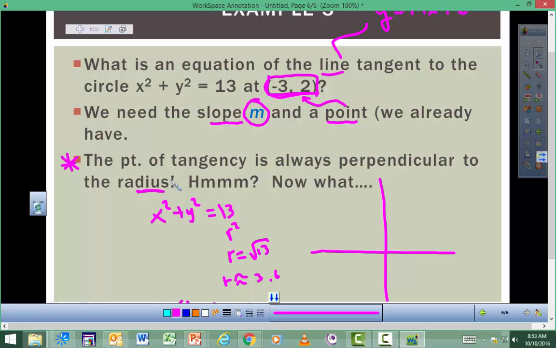Alright, good enough. But you know what? I know one of these points that's on the circle. I know that (-3, 2) is on this circle. So if I go over -3, 1, 2, 3, and then I go up 1, 2, this point right here is on the circle. So there's my center, and there's my radius right here.